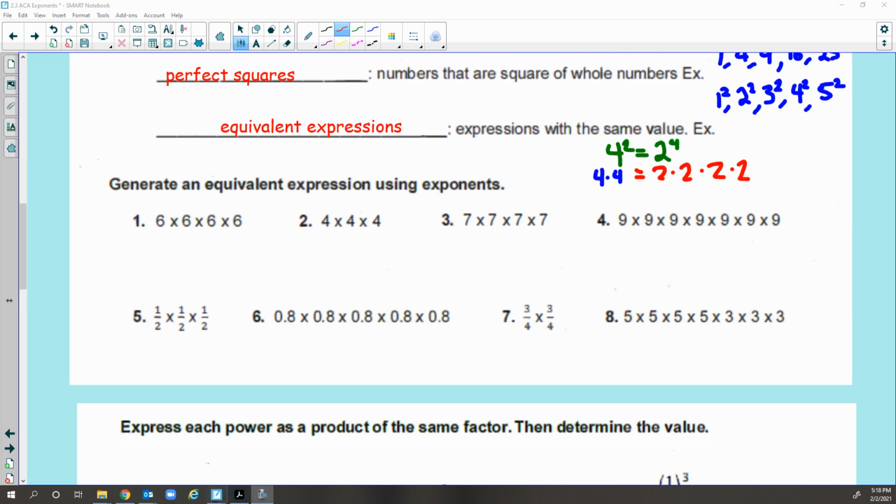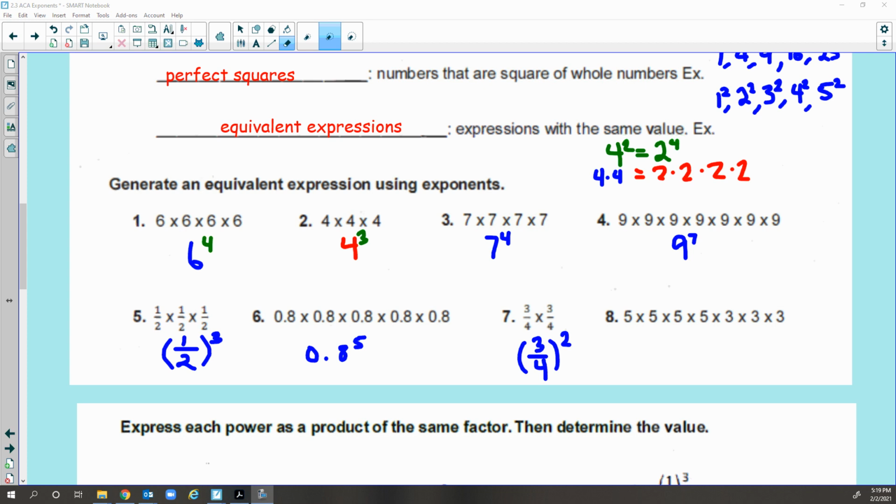The next thing I want to show you is generating an equivalent expression using exponents. I do not want you to solve these. I just want you to rewrite them. It's pretty easy, actually. I see the number 6. That's going to be my base. My exponent is going to be however many times it shows up. So in this case, it's 1, 2, 3, 4 times. So that would be 6 to the 4th power. In number 2, I see my base is 4, and I see it repeated 1, 2, 3 times. So that would be 4 to the 3rd power. Why don't you push pause on the video and try 3, 4, 5, 6, 7, and 8 on your own.